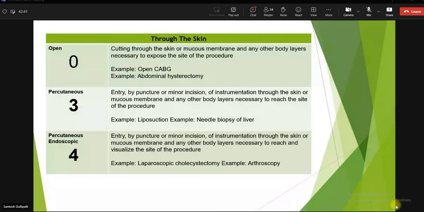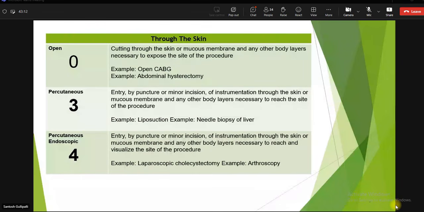Next, percutaneous approach means entry by puncture or minor incision. Very small incision. Instrumentation through the skin or mucous membrane, and any other body layers necessary to reach the site of the procedure. Like needle biopsy. If the incision is a major incision, it becomes open approach. If it is a very minor incision, that type of approach is considered as percutaneous approach, like liposuction.